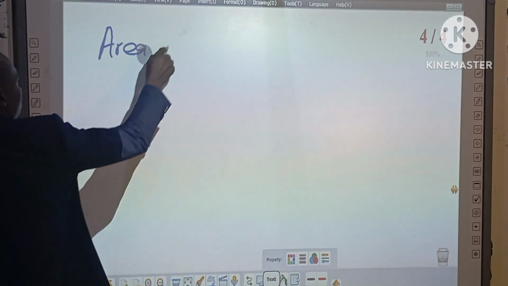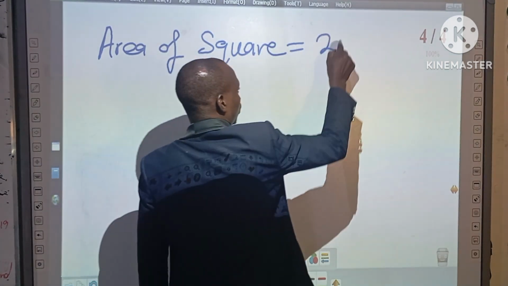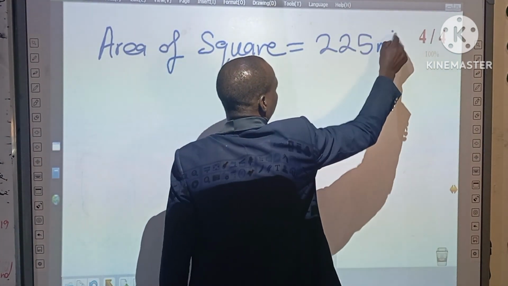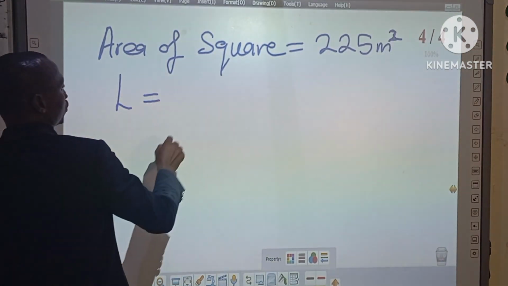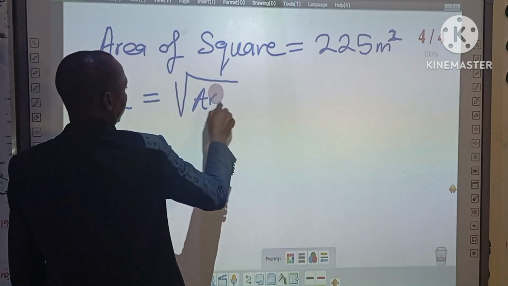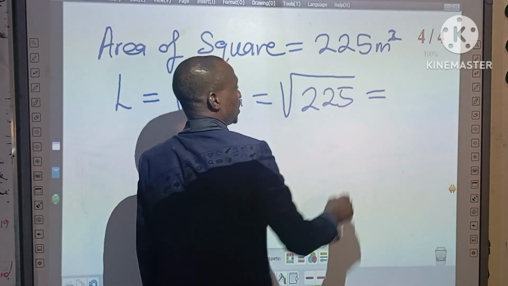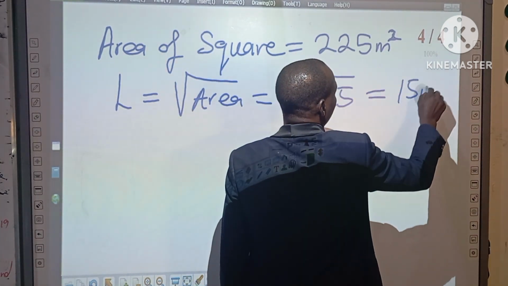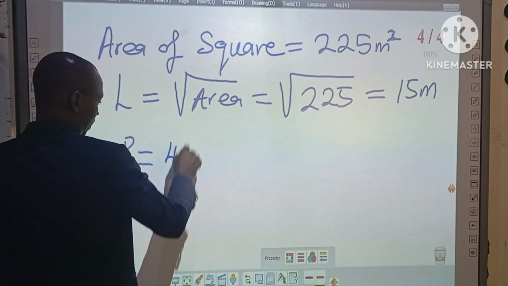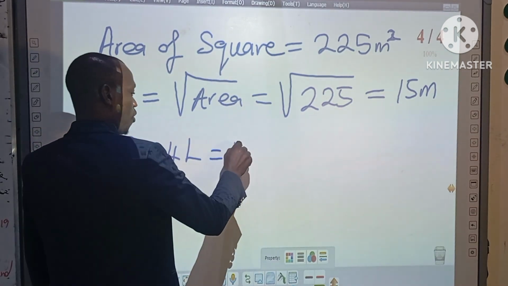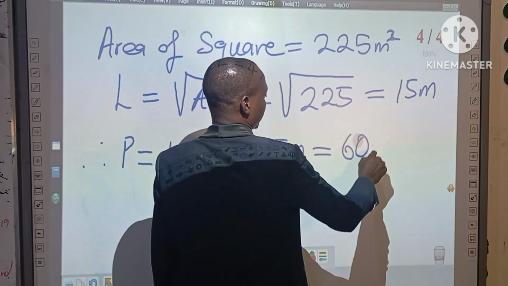Area of square is equal to 225 meters square. Length will be equal to the square root of area, which is equal to the square root of what? 225, which is the same thing as 15 what? Meters. Therefore, perimeter is equal to 4 length, which is 4 times 15 meters. And the perimeter of this shape is simply 60 what?